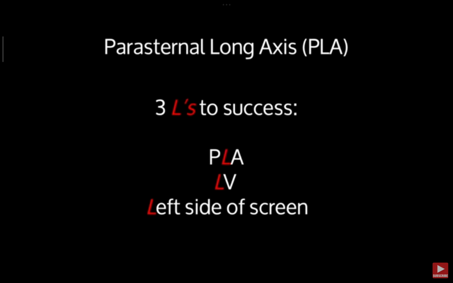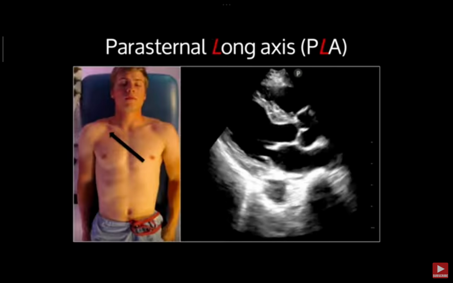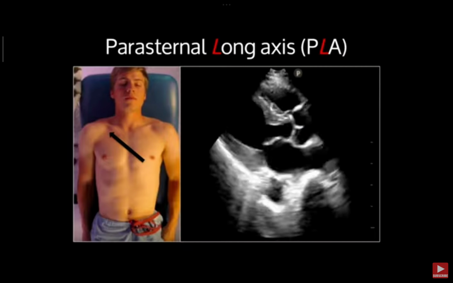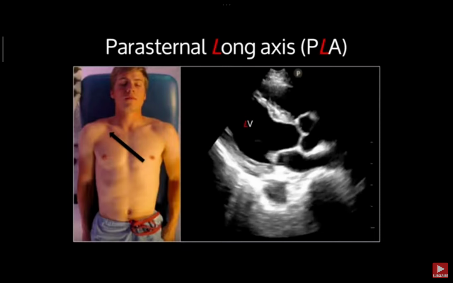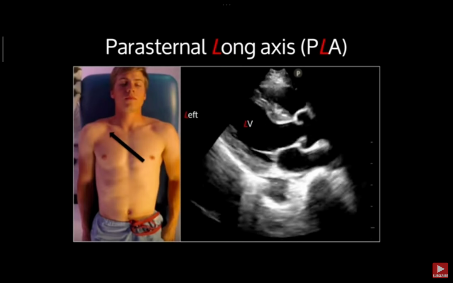The parasternal long axis should have the left ventricle on the left side of the screen. So for a visual, here's what we're looking at. For the parasternal long axis view, make sure the left ventricle is on the left of the screen.